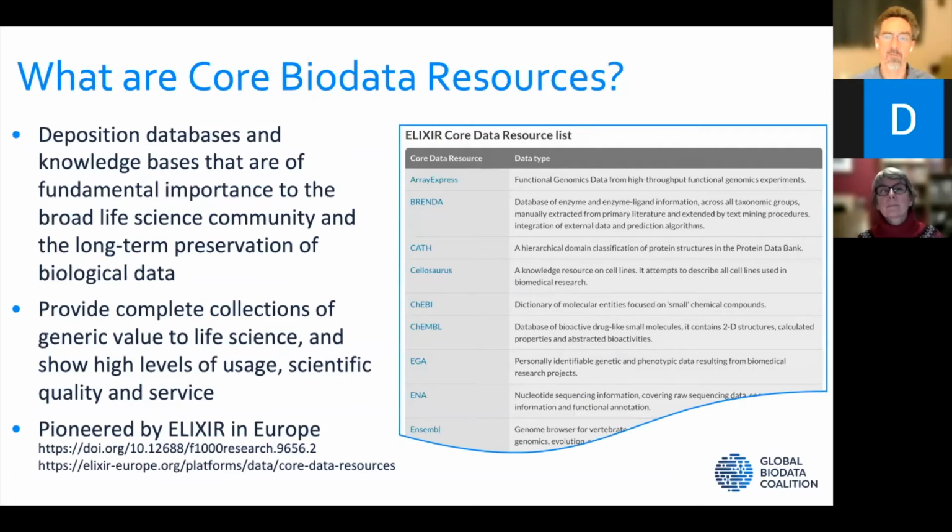So now the rest of this is about core biodata resources. What are they? They're deposition or knowledge bases that are of fundamental importance to the life science community, and they provide complete collections of generic value to life science and show high levels of usage, scientific quality, and service. That's a really nice description, and we're going to tell you later how we're going about selecting. The concept of core data resources was pioneered by Elixir in Europe. Many of you will be familiar with that. And the image on the right just shows some of the Elixir core data resources.